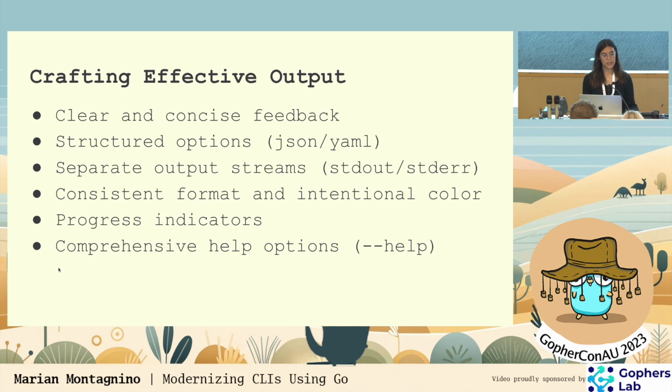We want to separate our output streams. So any output to standard out, any errors to standard error. We want to be consistent with our format. That helps to visually group the data and be intentional with colors. So if you are going to add any color into your CLI, you want to be able to provide some information. For example, if it's a successful command, print it out in green. If there's an error, print it out in red.